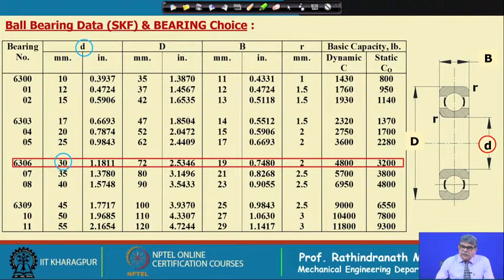That will be in Newtons, 2200 will be the dynamic capacity, and later we will check whether the bearing we have selected at this stage is suitable or not. But first of all, we have to make the layout so that we can place the bearing and find the load centers.